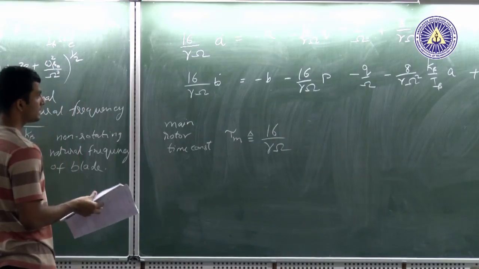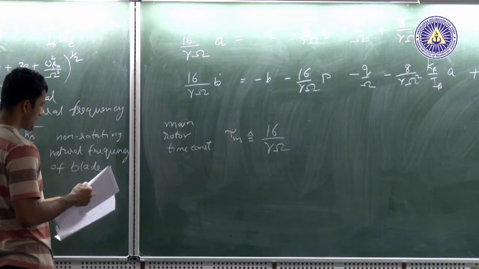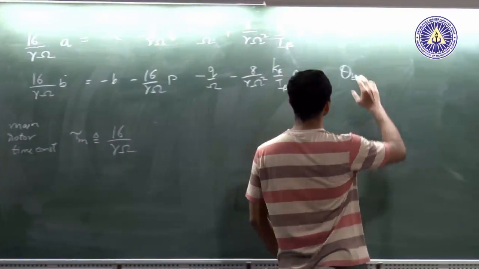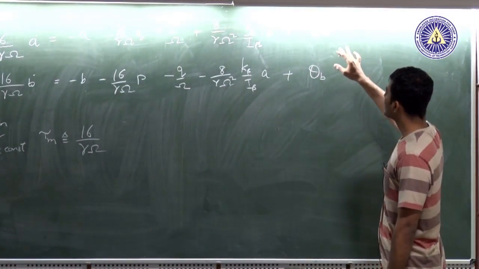And if you write it down in a matrix form, eventually, and again theta A and theta B are the cyclic angles of the blade.